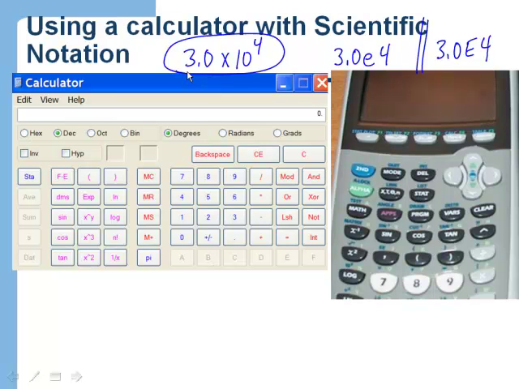All right, so how would I put a number into the calculator using scientific notation? The way I would do it is, if I want to put in 3 times 10 to the 4th, I first hit the 3, and then on the Windows calculator, I would hit the EXP key, and then I would put in the 4.